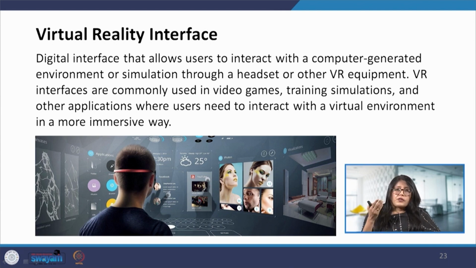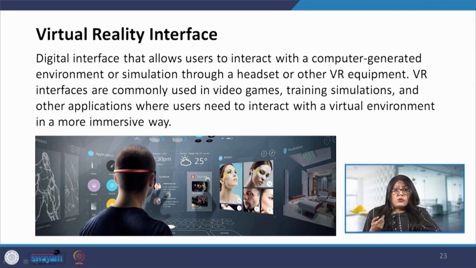So, these VR interfaces are very commonly used in gaming, in training, in aircraft training simulators. A lot of applications are there, and they give that immersive experience to the user, where they respond to the stimulus they are being given in the way that a person would respond if they were in the real situation out there.